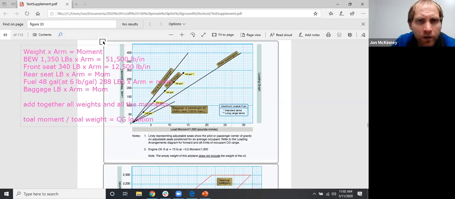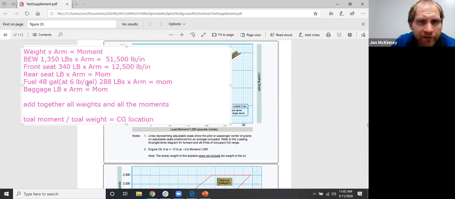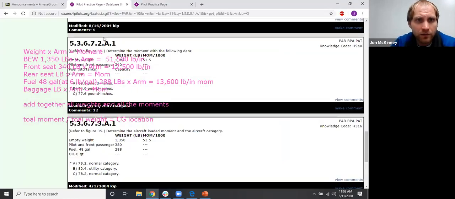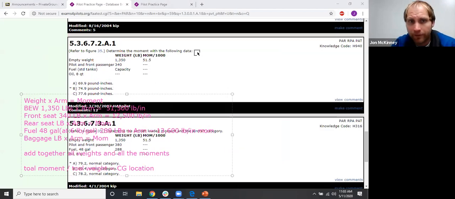So we're going to click, and we're going to say that fuel creates a 13, in this case, comma 600 moment, which is pound inches. Okay. So what are we missing? At this point, I don't think we're missing much. I think we just need to do some math and add them all together. So here was our original question. Our original question says, determine the moment with the following data.